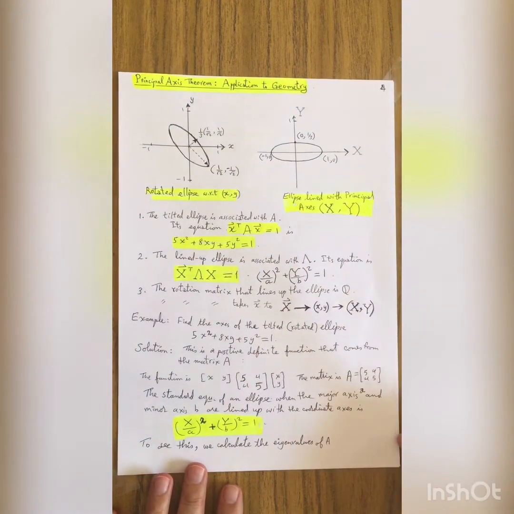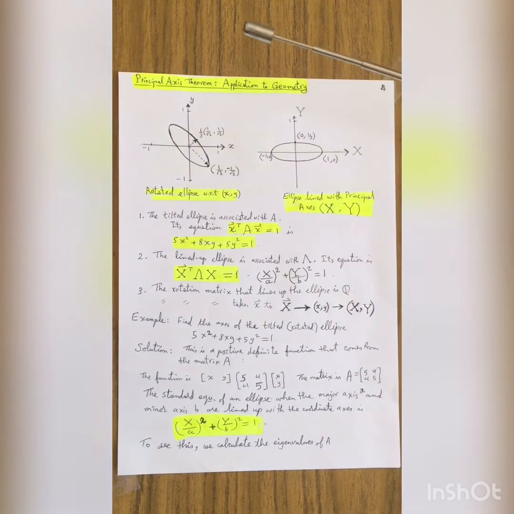Now we consider an important application of positive definite matrices and positive definite quadratic forms, and also an application of the principal axis theorem, which is connected to the Q lambda Q transpose factorization of A. And we consider the problem of the ellipse here.